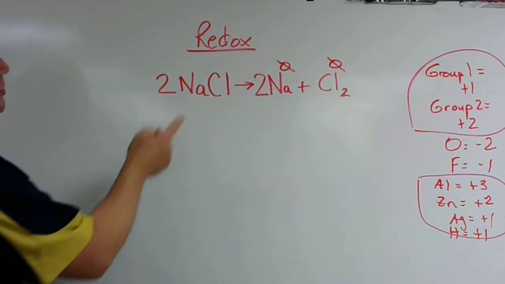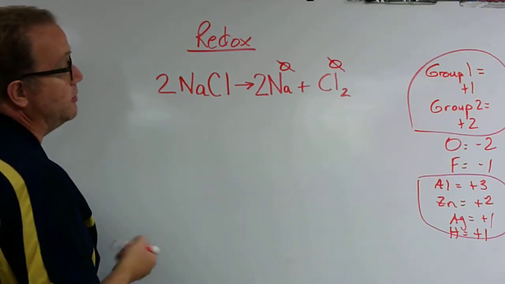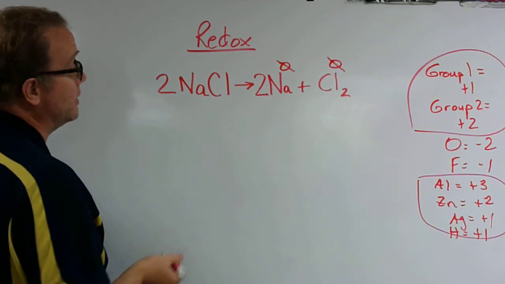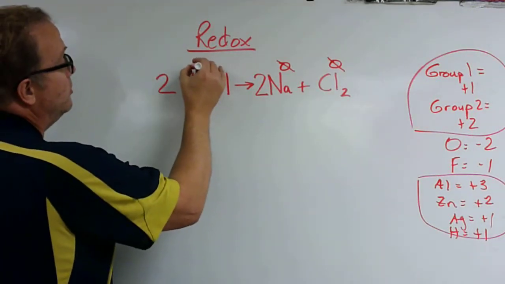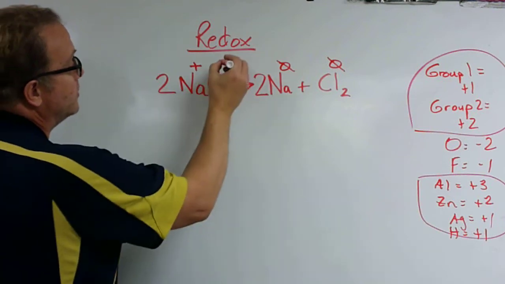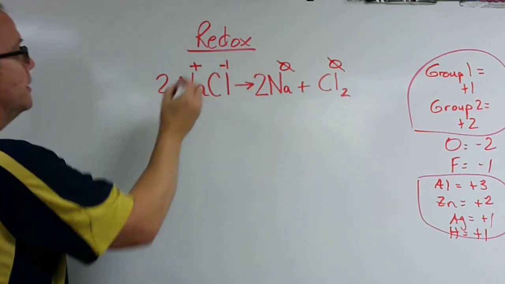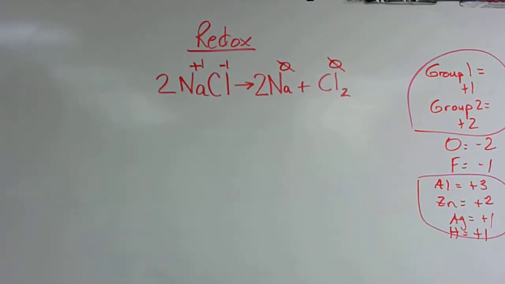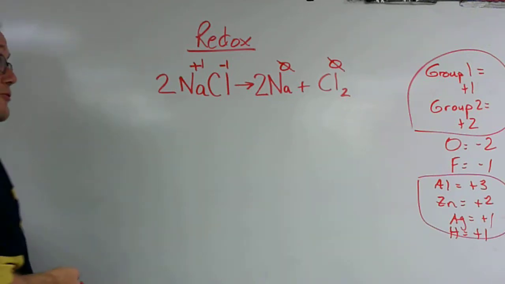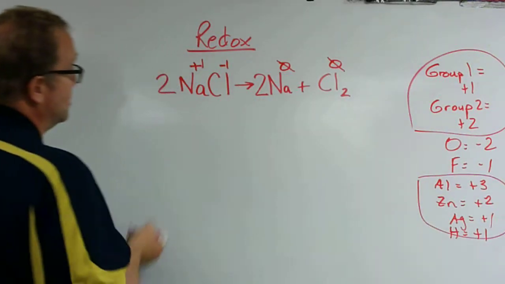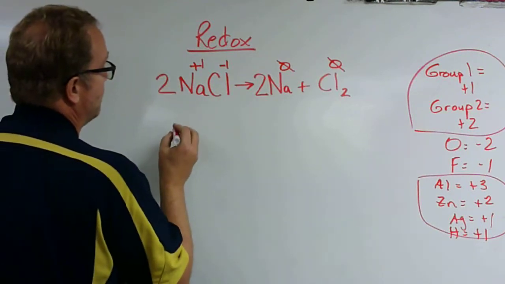We do know that the charges of these are going to be based on where they are on the periodic table. We know that Na is a +1 and we know the chlorine is a -1. So you have to look at your charges for something called redox. Sometimes they're given to you, sometimes they're not. So what we have to do is compare.